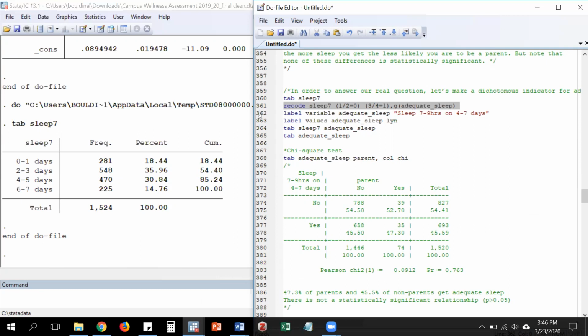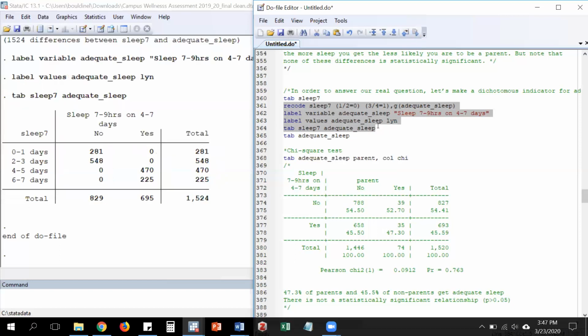Then I can still label that variable like we've done before. This just will be so that instead of showing the name adequate sleep, like here in the table, it'll show sleep 7 to 9 hours on 4 to 7 days. I'm also going to label my values so that 0 shows up as no and 1 shows up as yes. And then I can cross tab. Let me go ahead and run this.